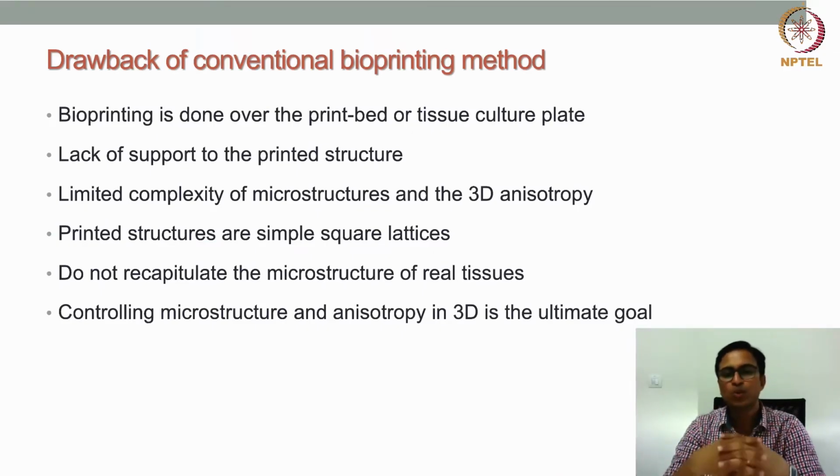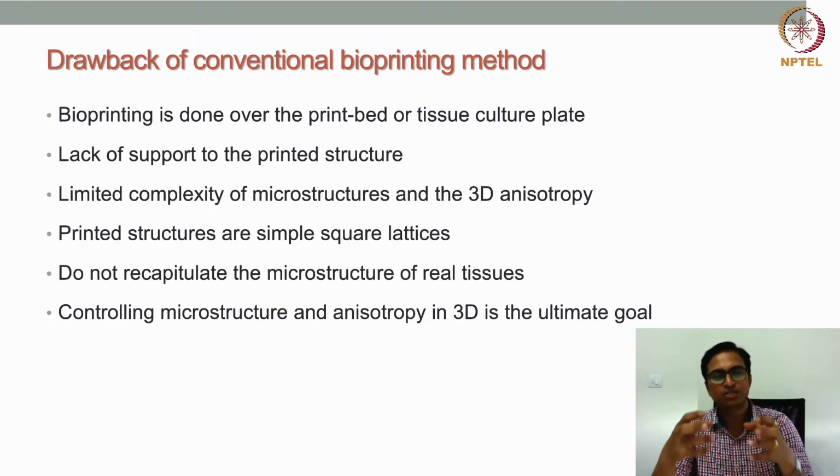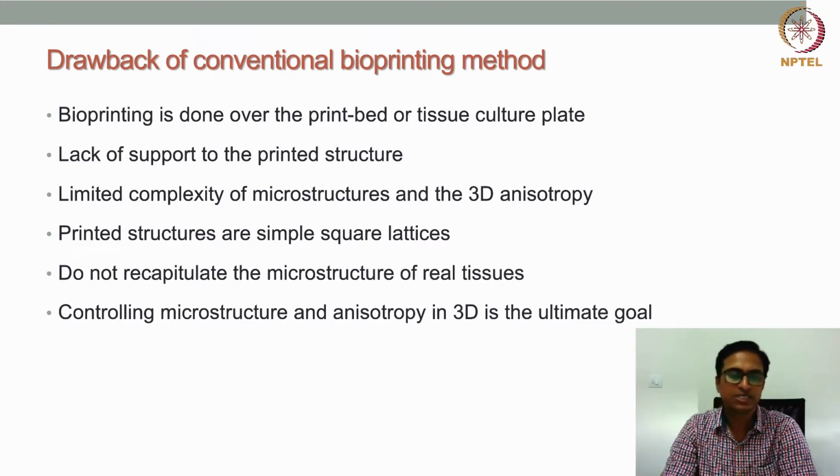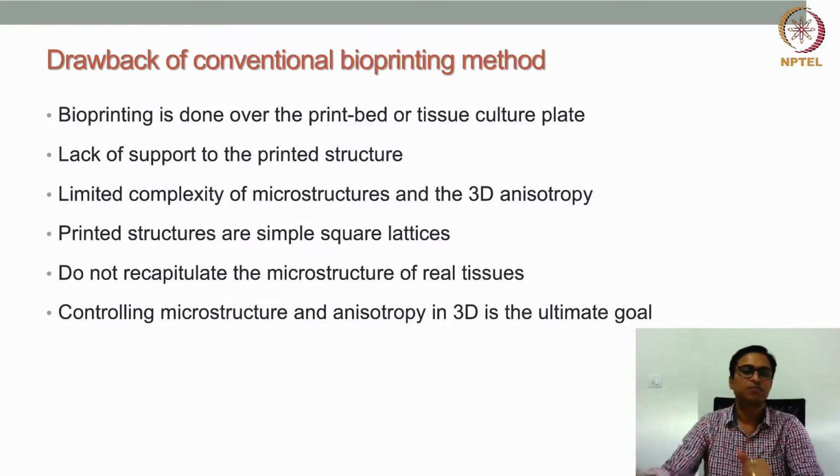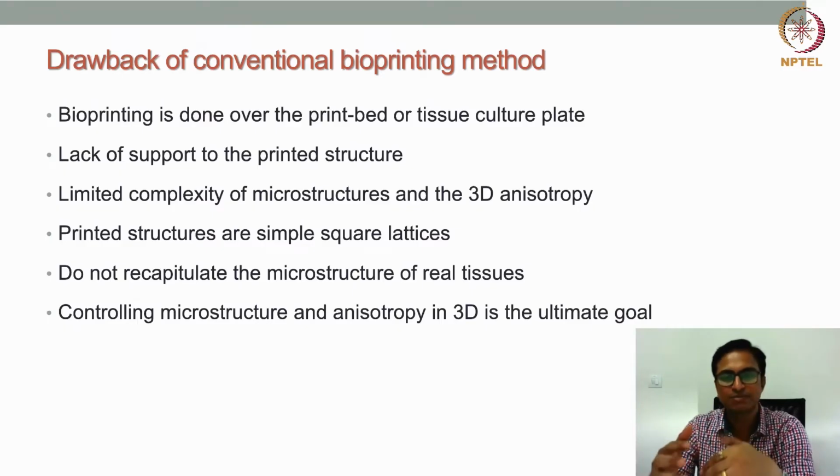So basically, mostly square lattices are being printed with conventional bioprinting. To print a complex structure is very challenging with the conventional bioprinting domain. These simple lattice structures do not recapitulate the microstructure of the native tissue. That means the real microstructure is missing in conventionally bioprinted structures.